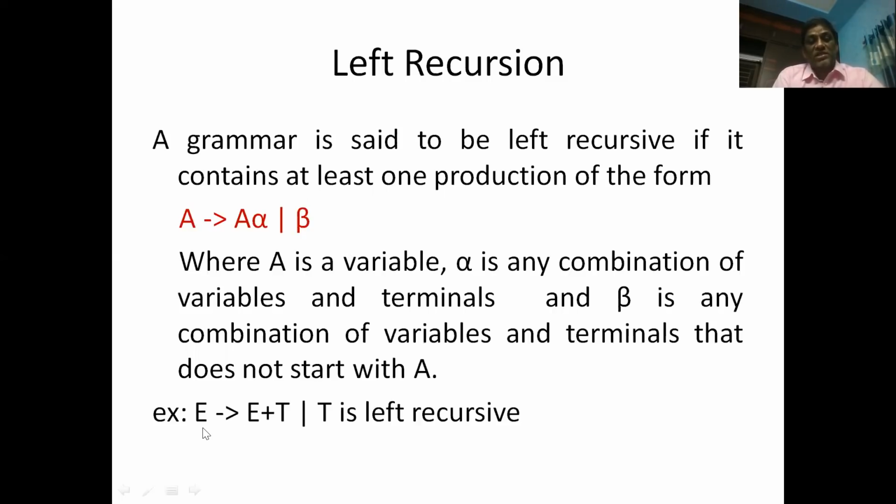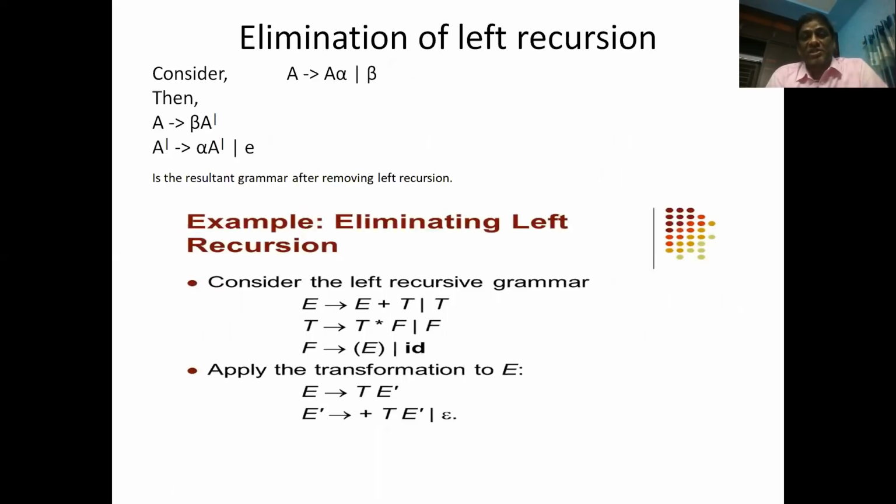Now let us understand this. E implies E plus T or T is left recursive. Why? Because the LHS variable is capital E, and the production is starting with capital E again on the RHS. Therefore, it is left recursive. Okay. Then how to eliminate left recursion? Because it is important to remove left recursion if you want to design a parser for a particular given grammar. The grammar should not contain left recursion also. Therefore, it is important to understand this.